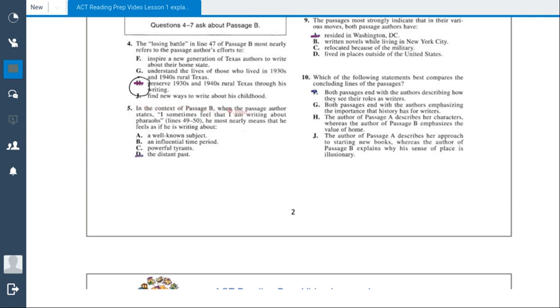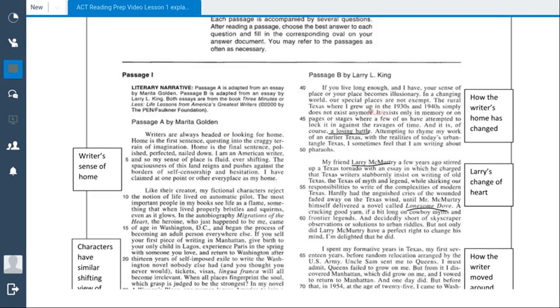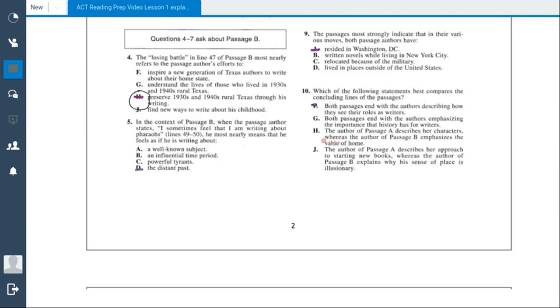In the context of passage B, when the passage author states, "I sometimes feel like I'm writing about pharaohs," he is talking about writing about the distant past. It's also important to note that when you're trying to answer these questions, always use elimination. For example, for this one, it didn't have anything to do about a well-known subject, so you would cross that one out.